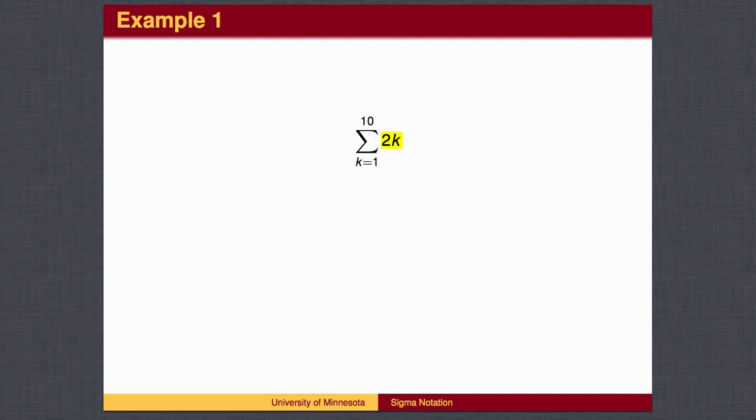In this case, we first plug 1 into the formula and get 2, then plug in 2, and so on. Notice we did not stop when we got the number 10 from the formula. We plugged 5 into the formula and got 10. We continue until we have plugged 10 as the value of k into the formula, getting 20, for a total of 10 terms. The sigma then directs us to add the 10 terms together, yielding 110 as the answer.